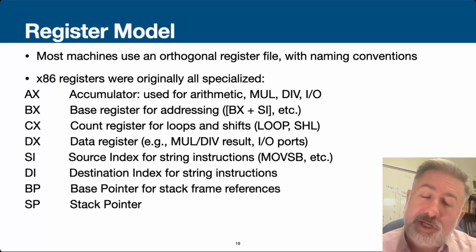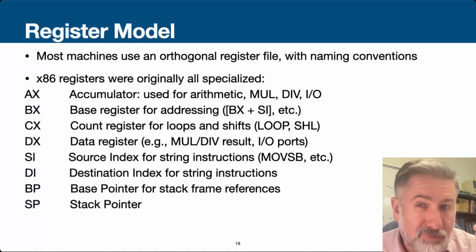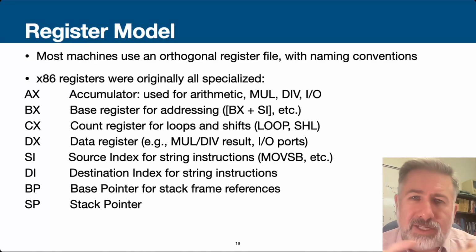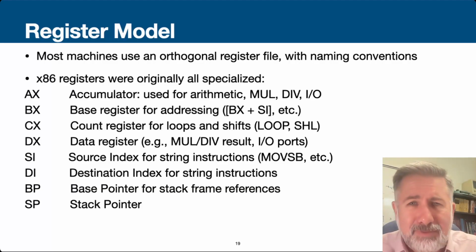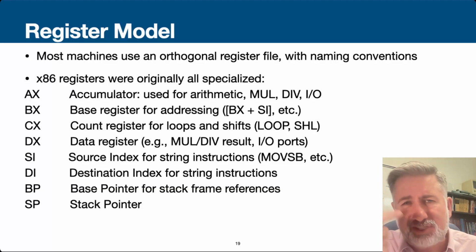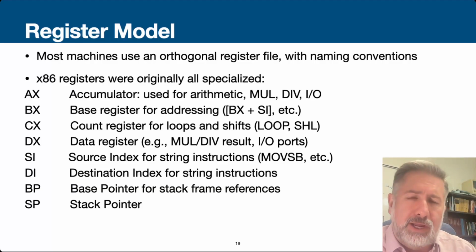So another differentiating factor in instruction set architecture design is the register model. This is what the registers look like and how they're structured. Most machines are using an orthogonal register file, which is all the registers are general purpose. They have naming conventions that say this register is the stack pointer and that register is something else, but basically they're all accessed the same way.